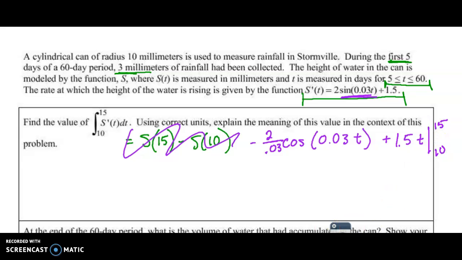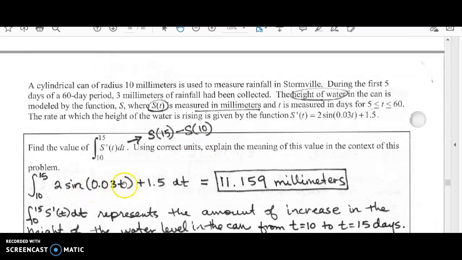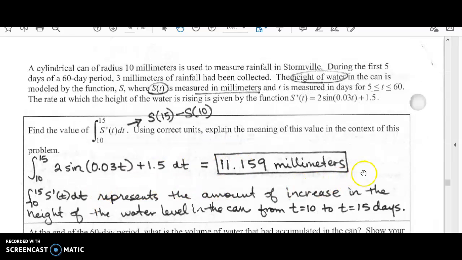Let me see if the answer key does that or if he just uses a calculator. Yeah, looks like he just used a calculator. So at this point, I'm going to trust that you could do that. However, you can go to a calculator and do the integral from 10 to 15 of s prime of t dt. And that represents the amount of increase in the height of the water level in the can from t equals 10 to t equals 15 days. Notice that every time that they were measuring it was in days. There we go.